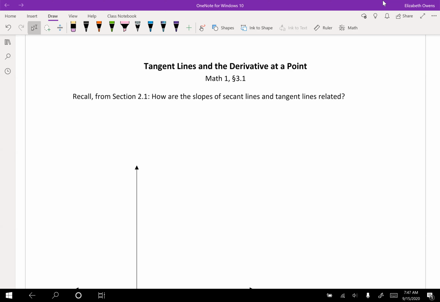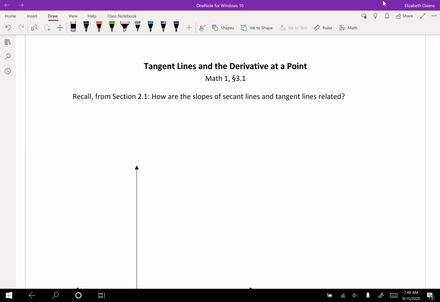We are going to start a new chapter here, and the main feature of Chapter 3 is something called the derivative. If you've ever talked to anyone who's taken calculus, or if you've taken some calculus yourself in the past, you might have heard of this thing because the derivative is one of the main features of calculus. So in section 3.1 here, we're going to kick it off with a little refresher on tangent lines, and we're going to connect those to this new thing, the derivative at a particular point.